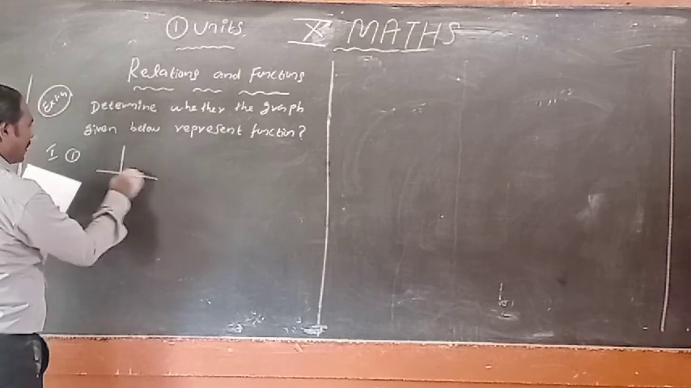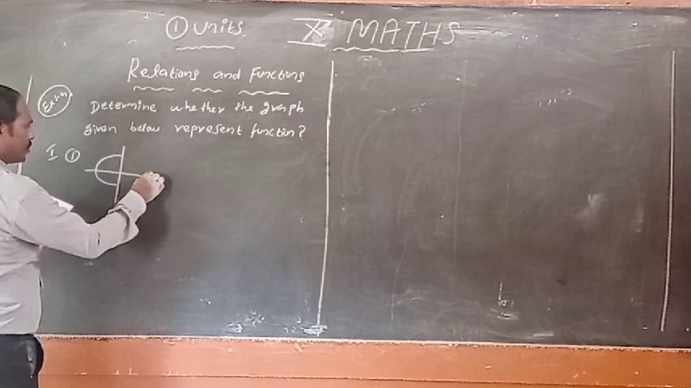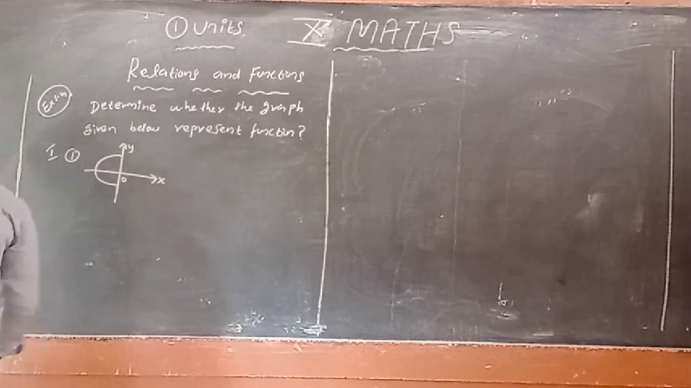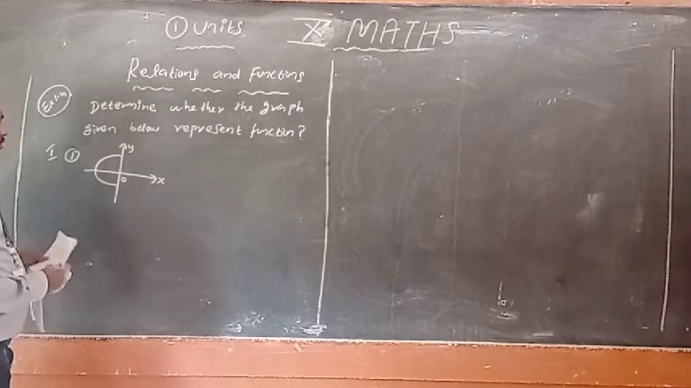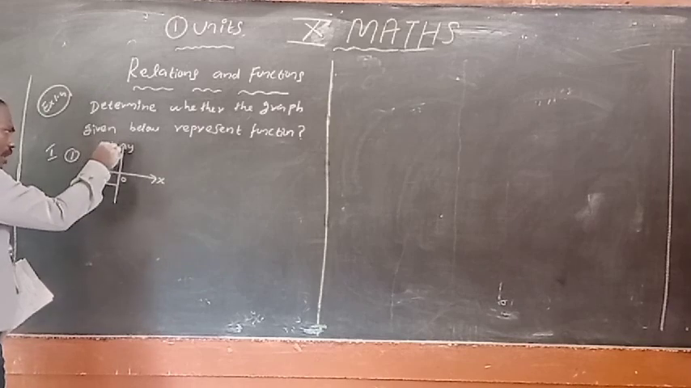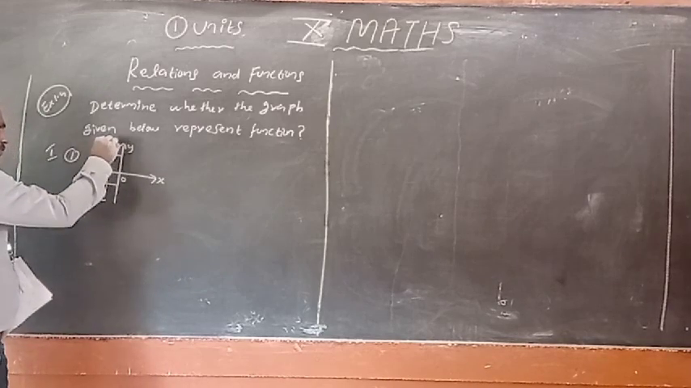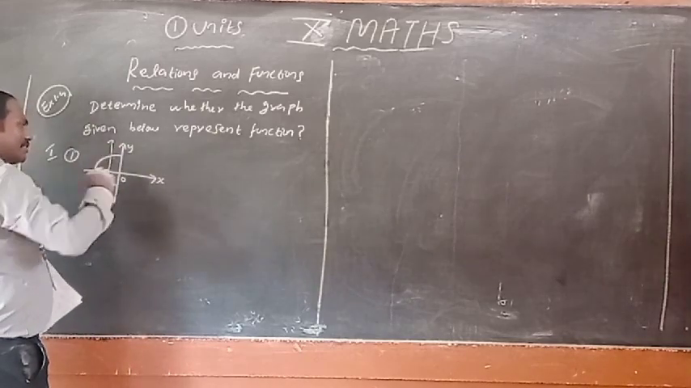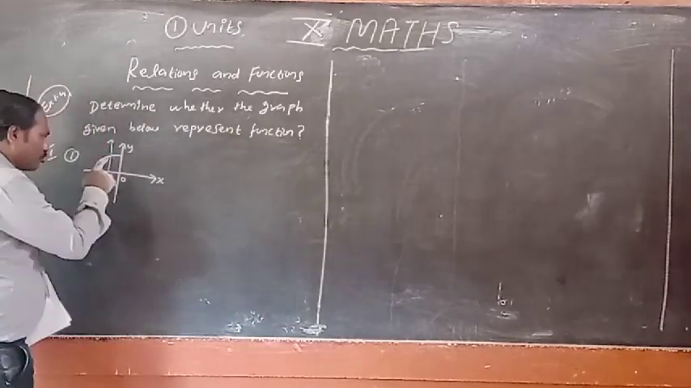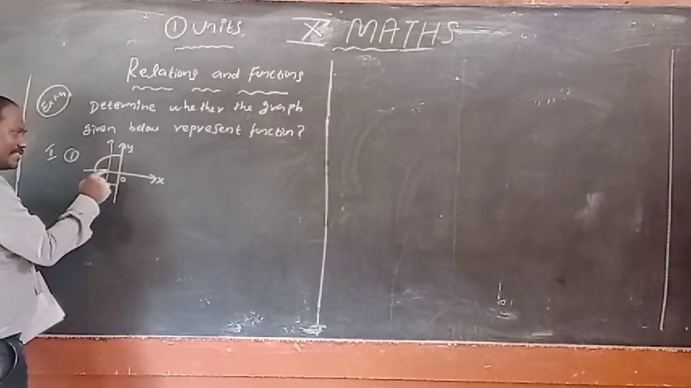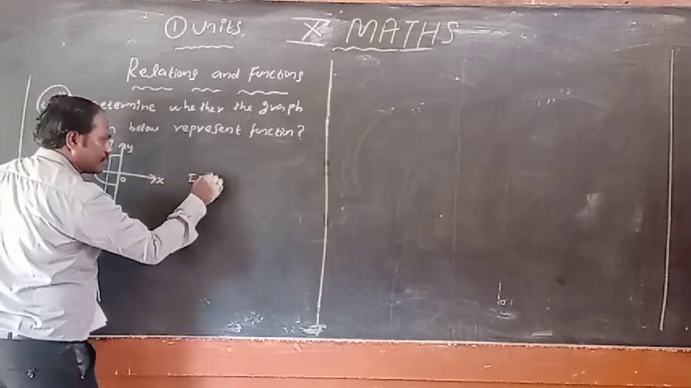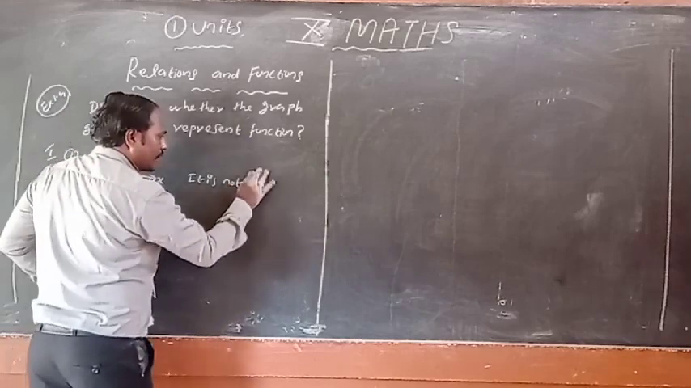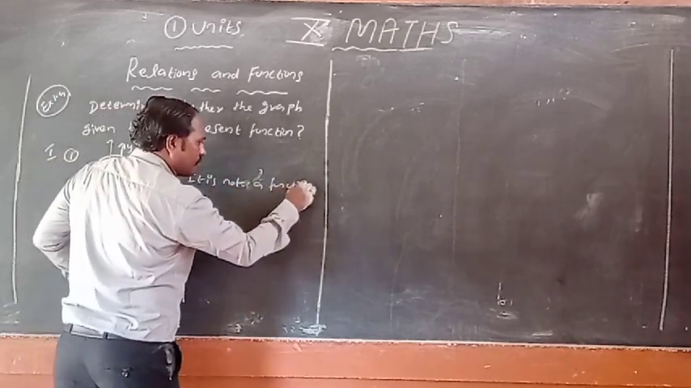According to the given data, a diagram is given. So this is the x-axis, the y-axis, and this is the origin. To decide whether this is a function or not, you draw a line. If the line cuts at only one place, it is a function. If it cuts at more than one place, it is definitely not a function. Here, 1, 2, so this is not a function.